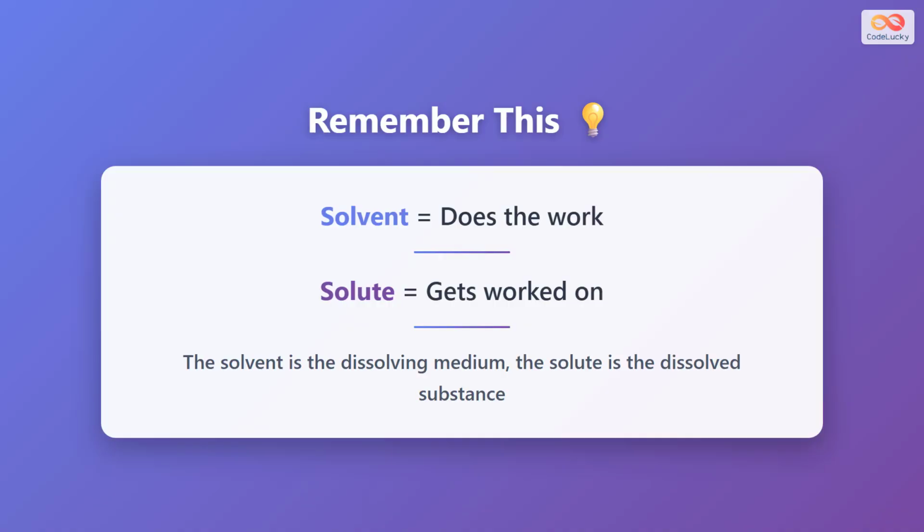Here's an easy way to remember the difference. The solvent does the work, while the solute gets worked on. The solvent is the dissolving medium that provides the environment, and the solute is the dissolved substance that becomes distributed within that medium. Keep this simple relationship in mind, and you'll never confuse the two again.